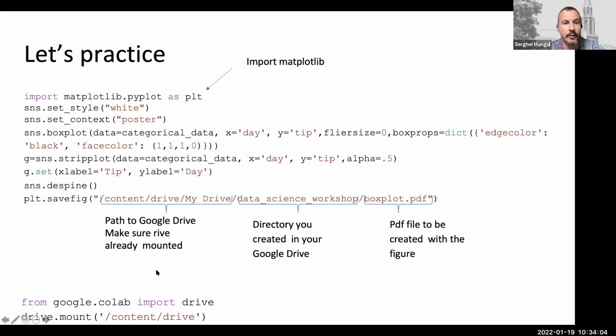We want to make sure that's already mounted. Then you say the directory you created in your Google Drive, the one you created for this workshop, for this module. And then the name. The name can be anything. So you say Boxplot, let's say .pdf. Let's say you decided to save as the PDF.